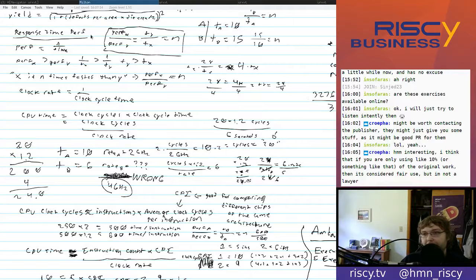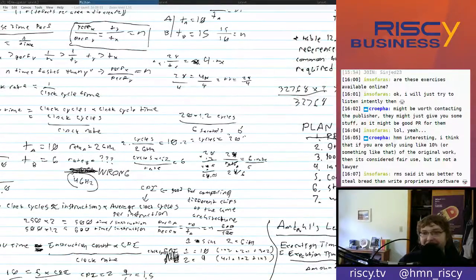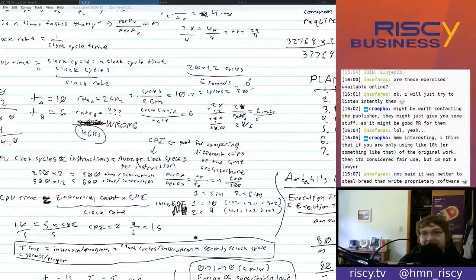But I'm kind of in the same ground on this, in that I feel what we're doing is a morally good thing. And you shouldn't necessarily go on what the laws say. So that's kind of my philosophy on that. I know that's a pretty big tangent, but it was an interesting little discussion there. Someone says, RMS said it was better to steal bread than write proprietary software. Yeah, I would not be surprised if he said that. That definitely sounds like him.